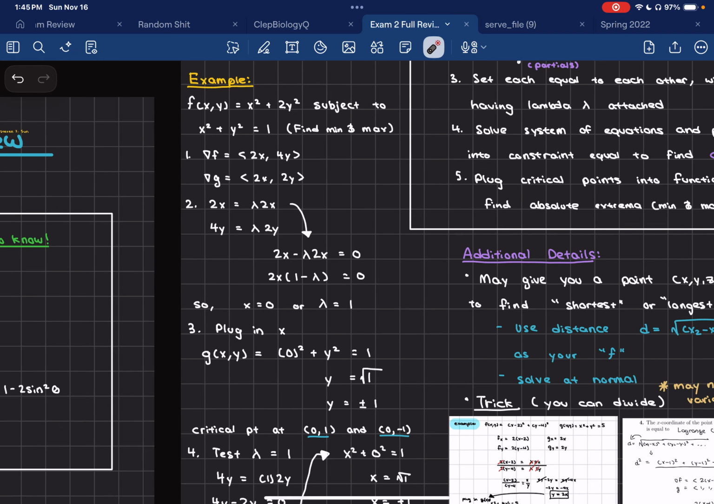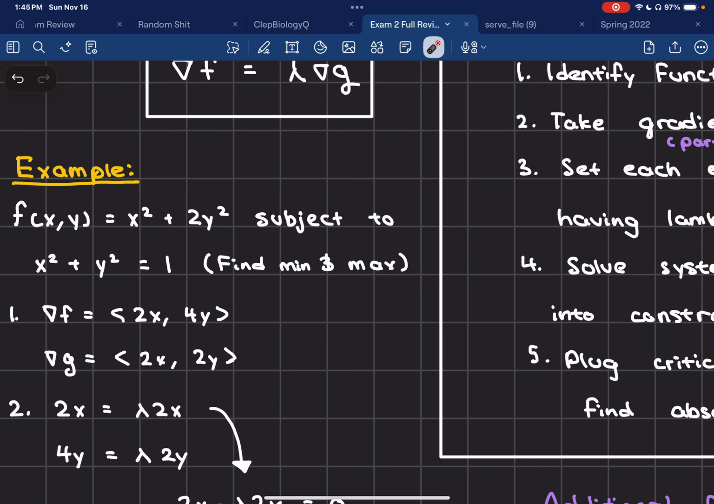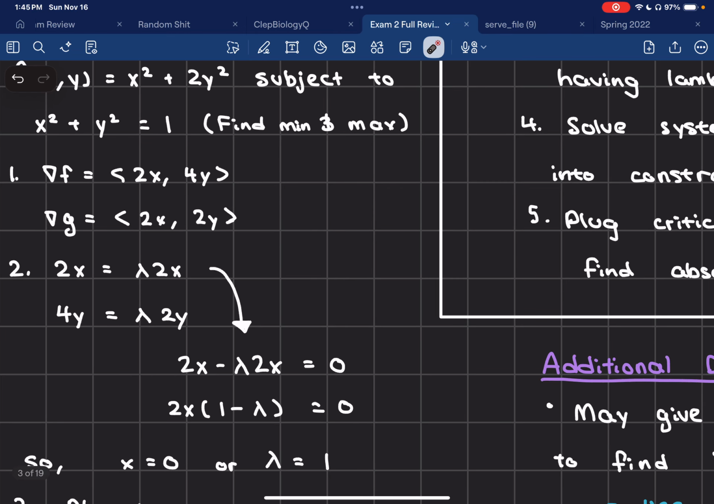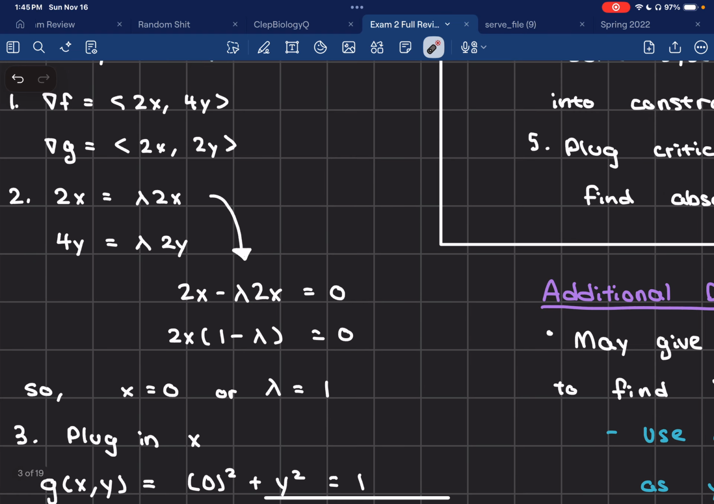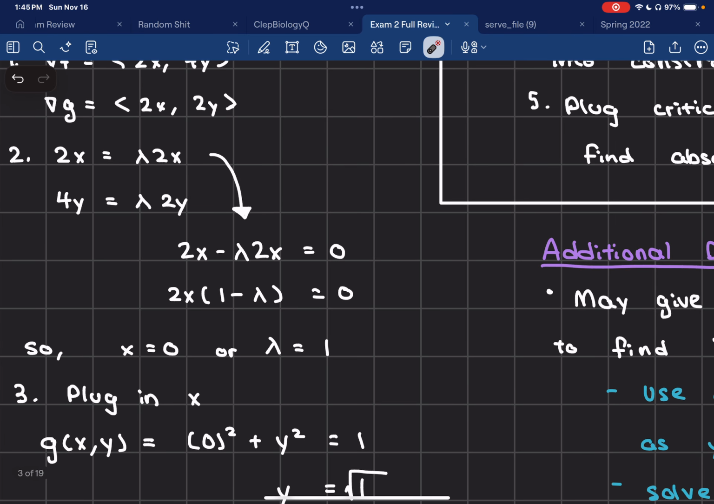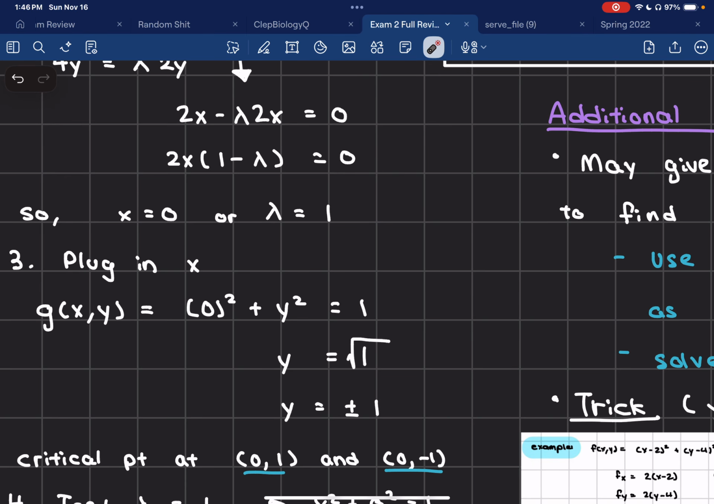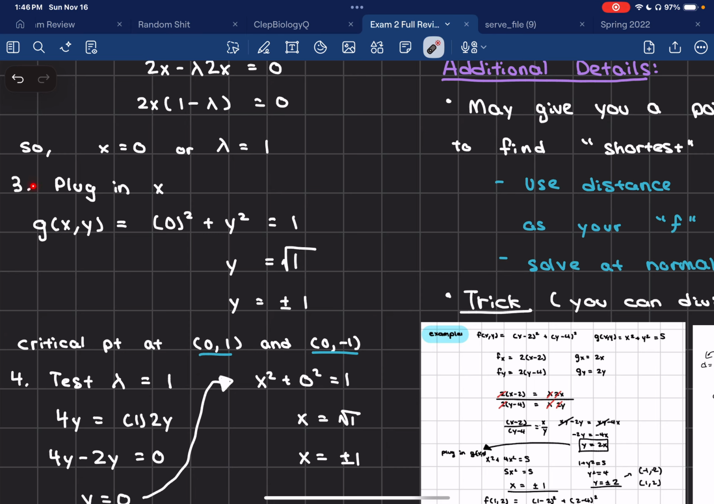So here's your example. f of x, y is equal to x squared plus 2y squared, which is subject to x squared plus y squared equals 1, and you have to find the min and max. So as you can see, I find my gradients of both first, then I set them equal to each other with lambda attached to constraint g, and then in this case, I find an x, I find a y, so I find out that my x is equal to 0 and my lambda can be equal to 1, so I plug my x back into my constraint to find what my y's can be equal to.